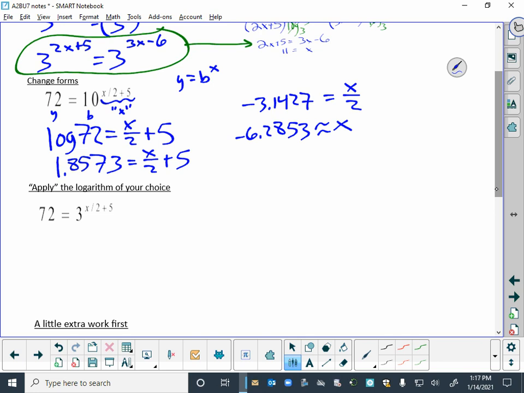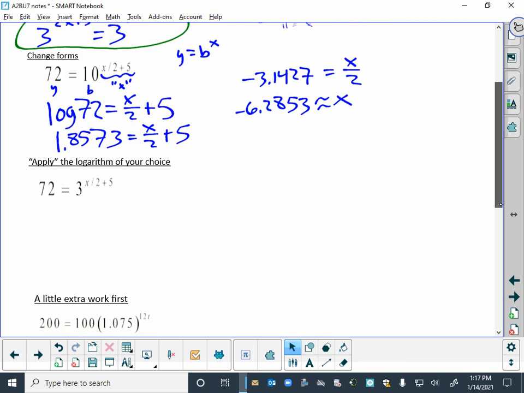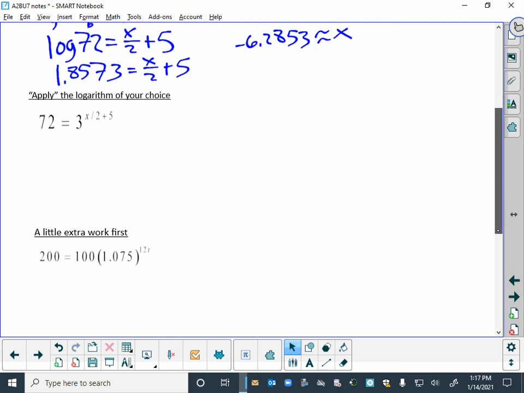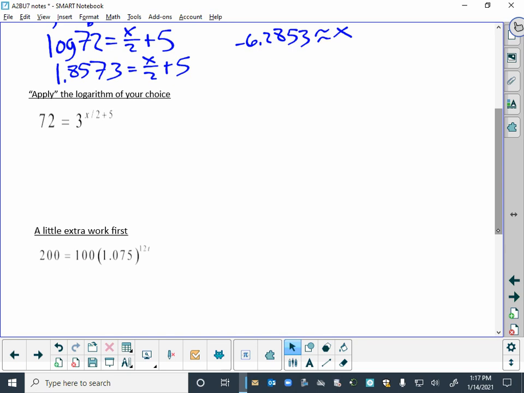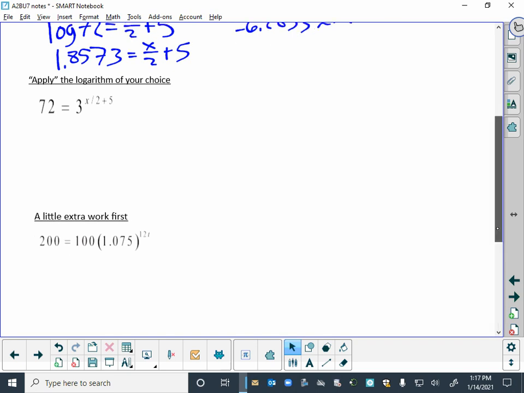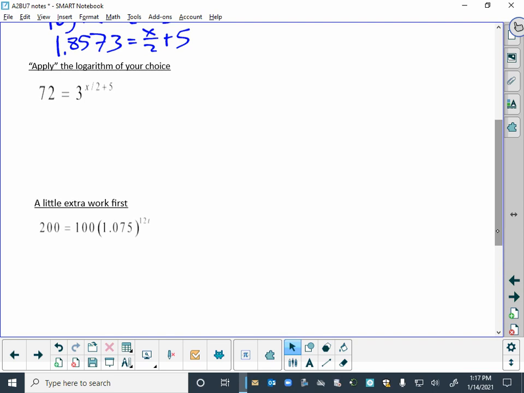Okay, so that's great if we have a base that happens to correspond to the button that we have on our calculator, but what if we don't have a calculator with a base 3 button that we're looking at here? There are some calculators that do, but they certainly don't all have that. So let's just use the logarithm that we do have.